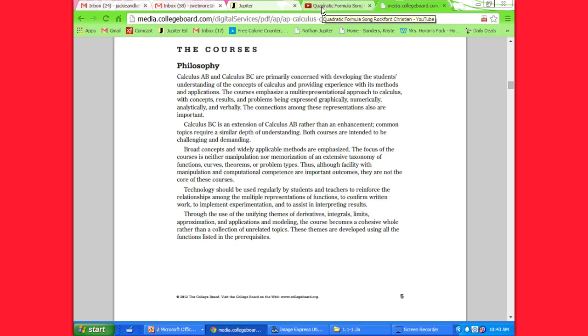This is actually out of the AP Calculus AB course description. So if you'll notice, one of the very first things that they say in their philosophy is that the course emphasizes a multi-representational approach to calculus, with concepts, results, and problems being represented or expressed graphically, numerically, analytically, and verbally.